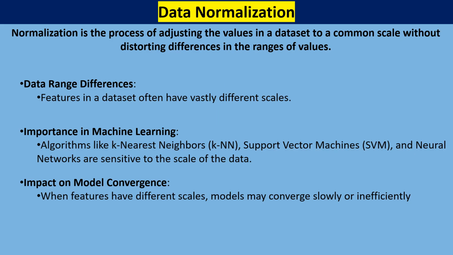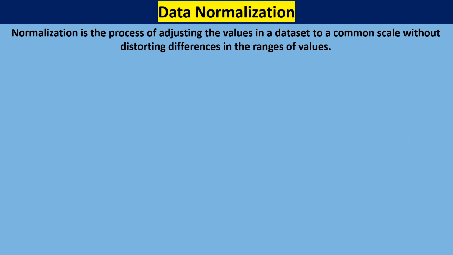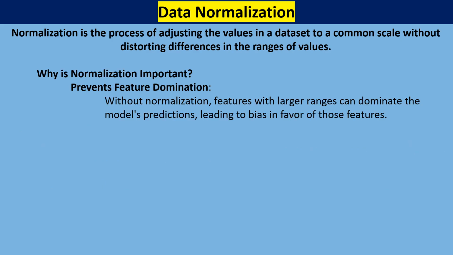Impact on model convergence. When features have different scales, the model may converge slowly or inefficiently, leading to longer training times and potentially suboptimal performance. Why is normalization important? Without normalization, a feature with a larger range can dominate the model's prediction, leading to bias in favor of those features.